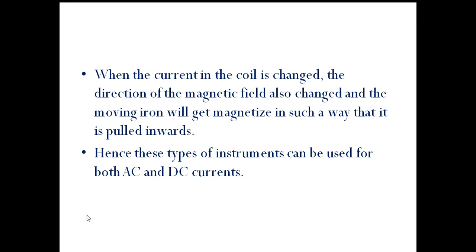So that's why, very important, this moving iron type instrument will be used to measure both AC and DC currents. This instrument will be used to measure both alternating current and direct currents.